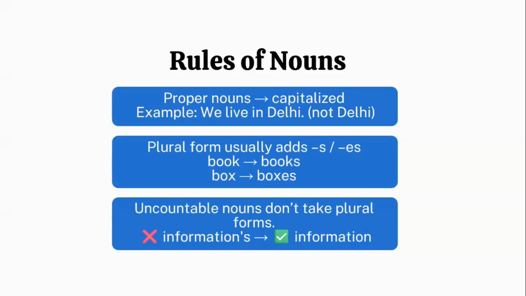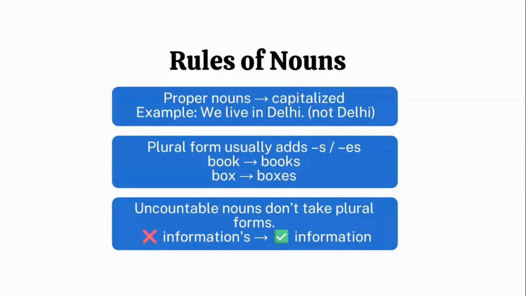uncountable nouns don't take plural forms. Otherwise, each and every noun takes plural forms. Okay? Only uncountable nouns don't take plural forms. As an example, I can say information. Informations is not correct because information is uncountable. So, you can't say informations. So, this is not in a plural form. Is it clear to you all?